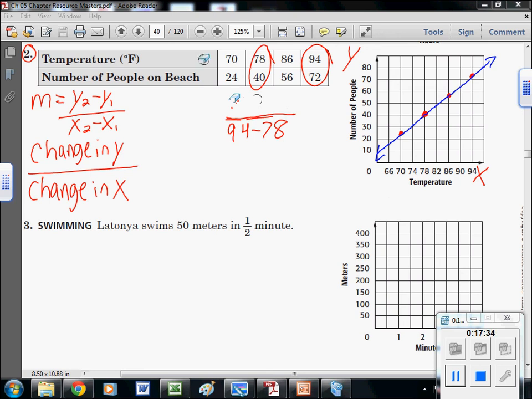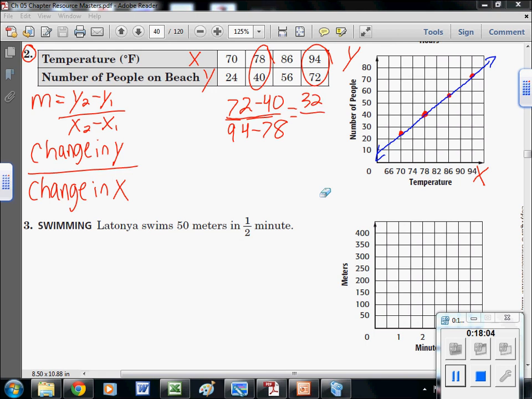Remember to press pause, by the way, to try these questions before just watching them. So that was our x, which goes on the bottom. Temperature is our horizontal axis, so that makes it our x, so that's our change in x on the bottom. Now our change in y is going to be the number of people on the beach. So it goes from 40 to 72. If we do 72 minus 40, that will tell us how many people showed up between those two temperatures, for that interval.